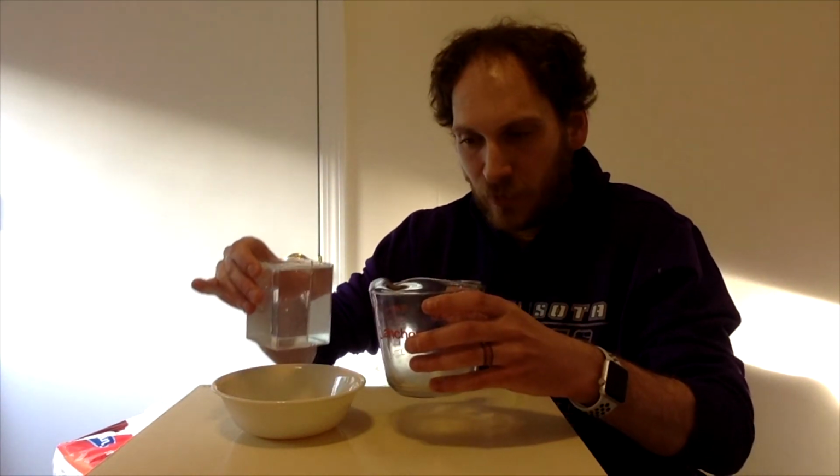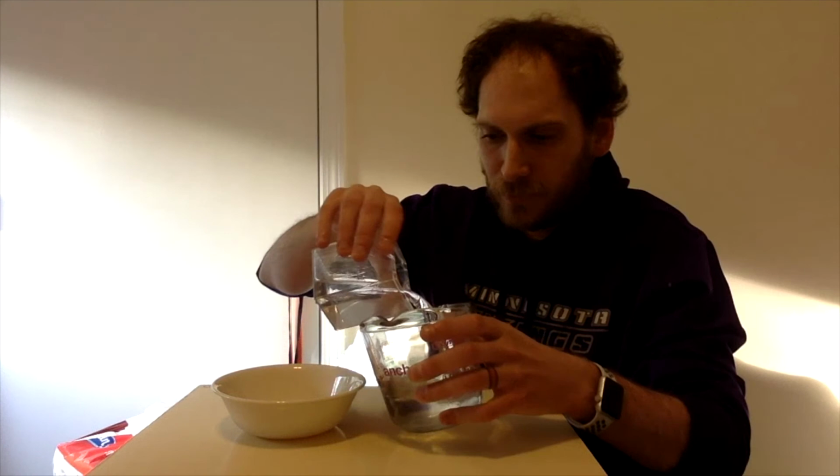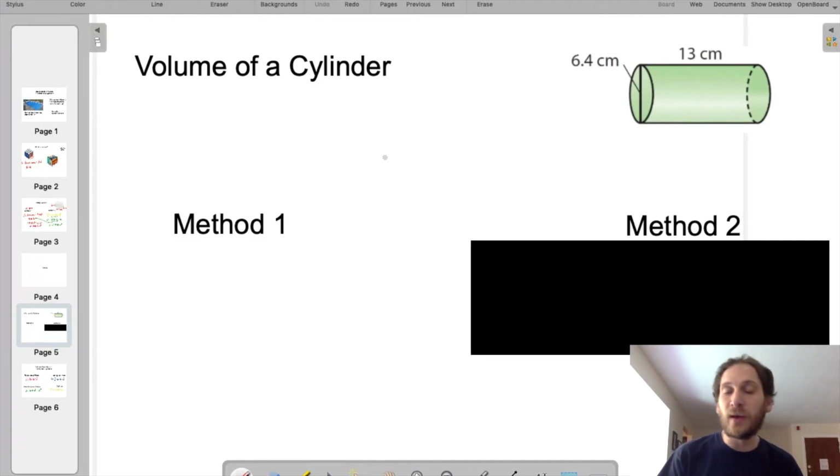So I have my measuring cup here. I'm going to take the water here and I'm going to fill this up. And it's a little bit hard to tell, but we are just under 300 milliliters, which means that our mathematical calculation of that rectangular prism's volume was correct. Let's do one more example.